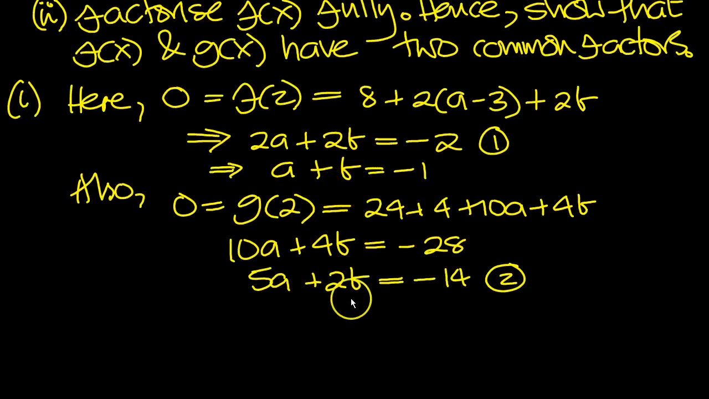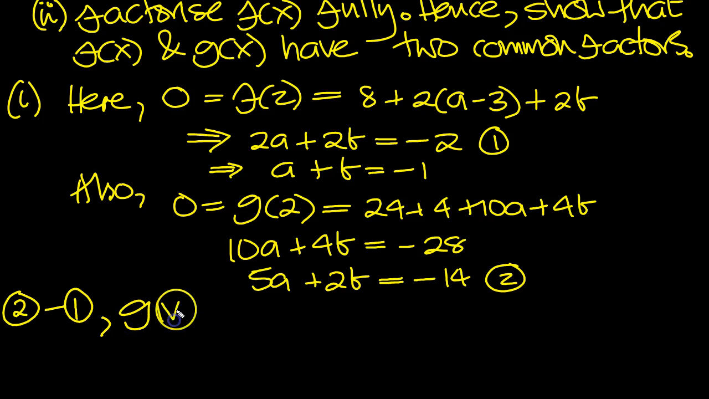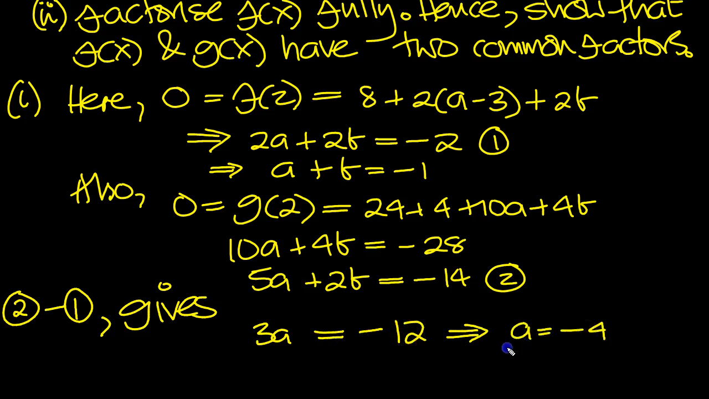And now we can just do the difference. If we take that, then this is a bigger number of a than that, isn't it? So we'll do 2 take 1. We'll do it that way around, so we get a positive a quantity. 2 minus 1 gives 5a take 2a is 3a. 2b take 2b is none. No b's, that's why we're doing it. Minus 14, take away minus 2 is plus 2. Minus 14 plus 2 is minus 12. So move the 3 down. 12 over 3 is 4, so a equals minus 4.